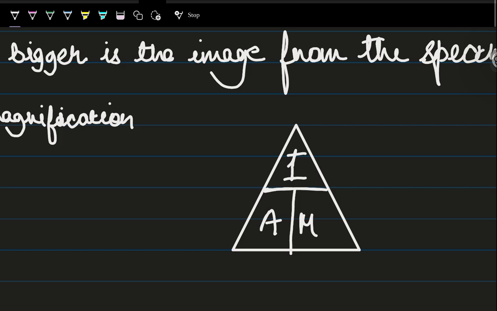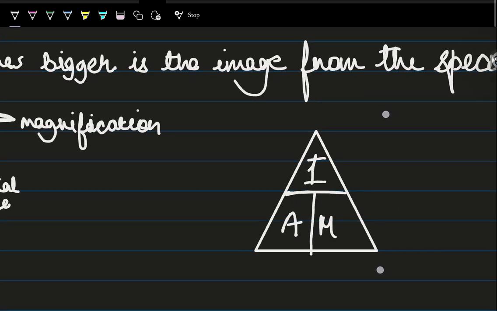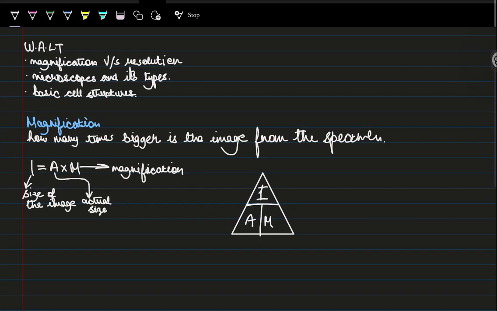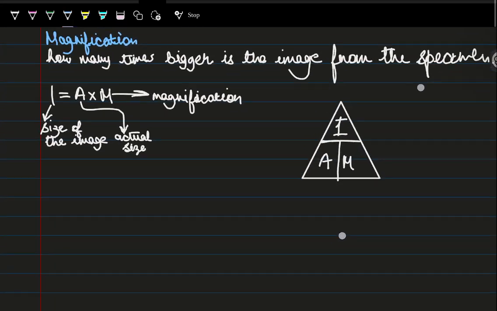size of the image. You cover image and you will get A into M. But let's say you have to find the size of the actual specimen. So you cover A and you will find I by M. Right? So to find anything, you just have to cover it up and write the corresponding letters. Yes? That's good. Now we are going to learn about resolution.